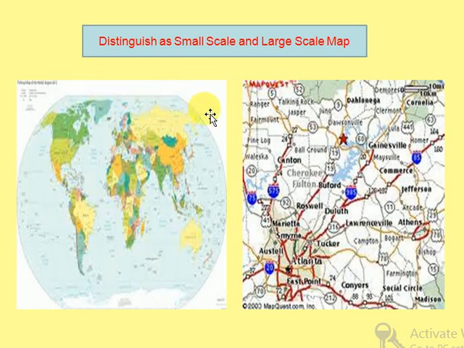Now let us see the two maps here, distinguished as small scale and large scale map. This is a question for you. Look at the maps carefully and try to identify the difference. What is the difference in these two types of maps?